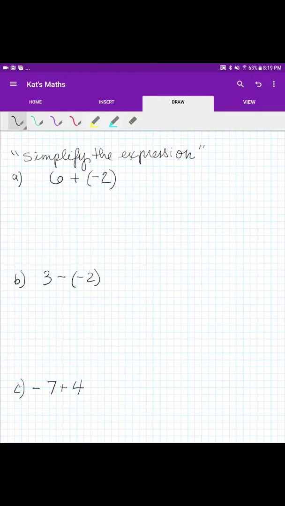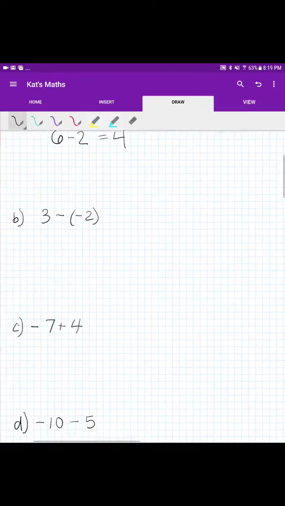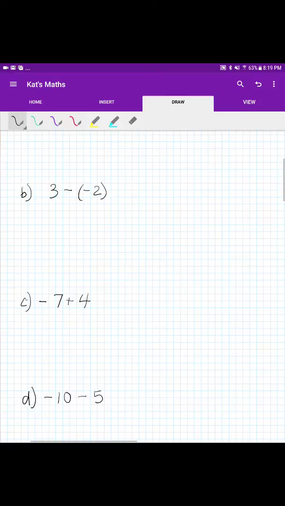So this is the first cats maths video, and we're going to start by simplifying the expression. So we have 6 plus -2, and the positive and the negative turn into a negative, so it's actually 6 minus 2, which equals 4. Next we have 3 minus -2. That has a negative and a negative, so that makes a positive. So 3 plus 2, which is 5.